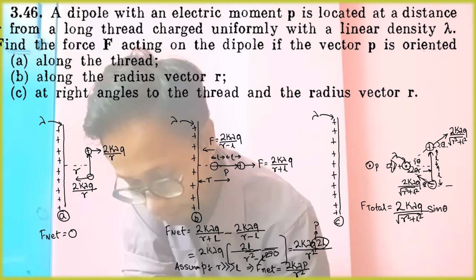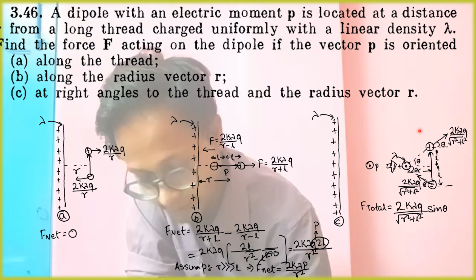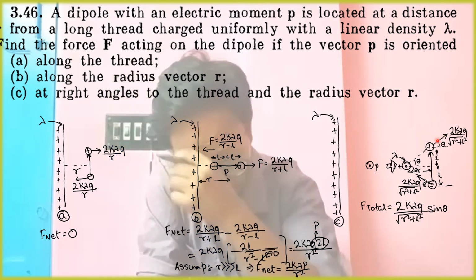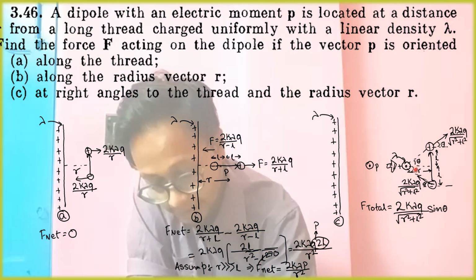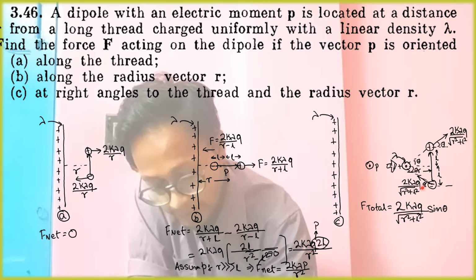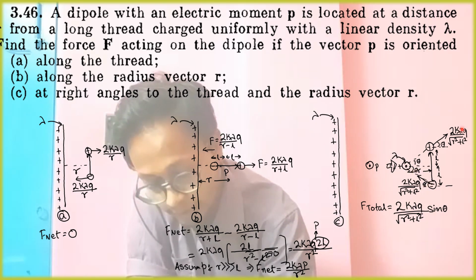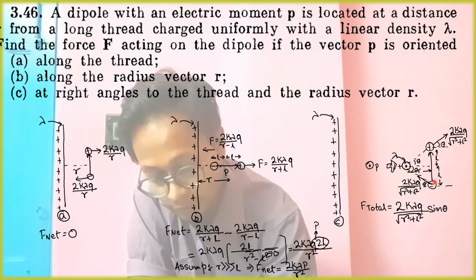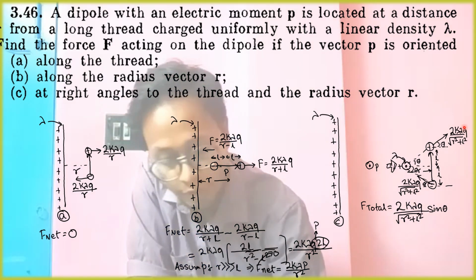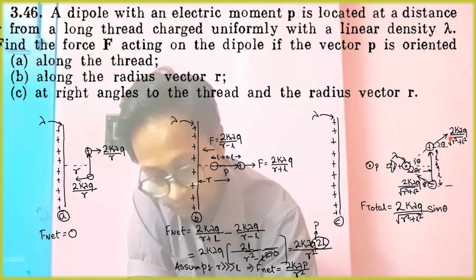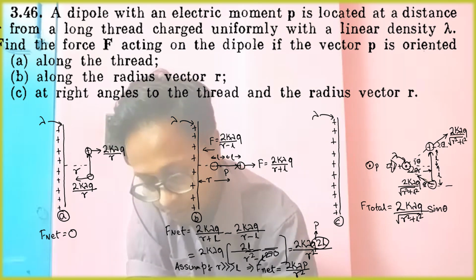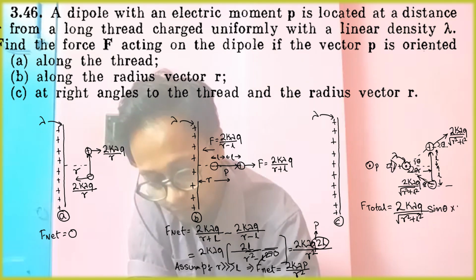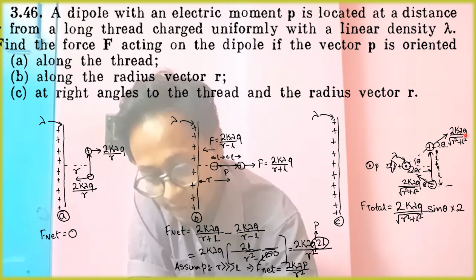The vertical component of force is sine theta. So if this angle is theta, this angle is also theta, no? If due to one of the charges the vertical component of force is this much, then due to two charges the total vertical component of force would be the vertical component of this charge plus the vertical component of this charge, which is equal to this into 2. That means this value is added twice.